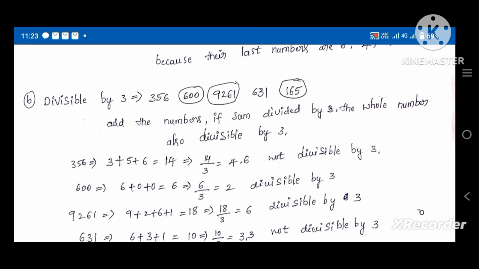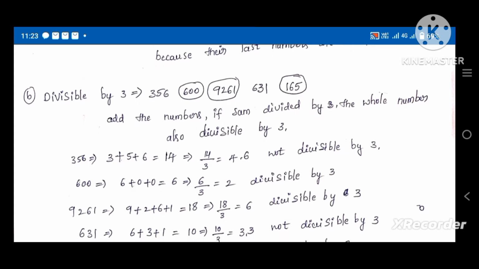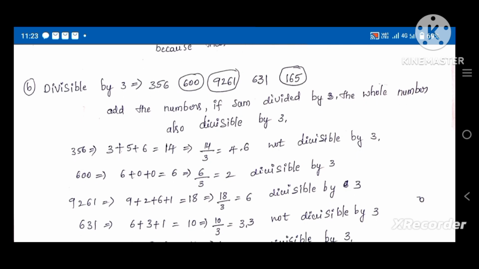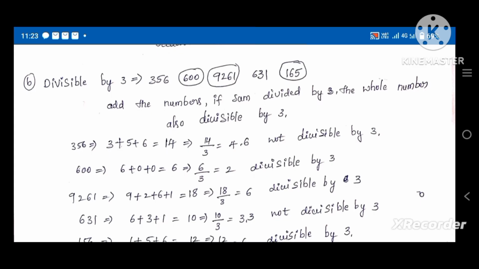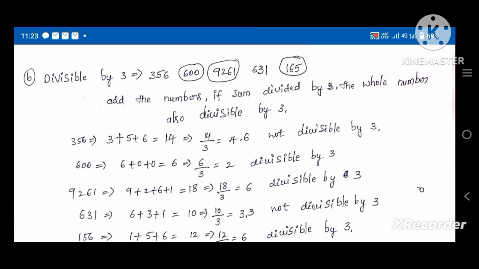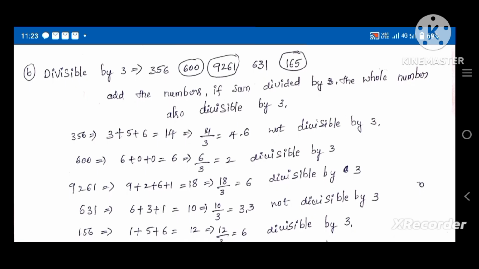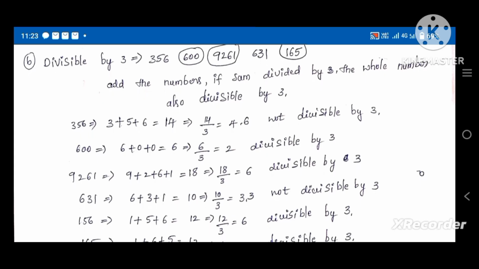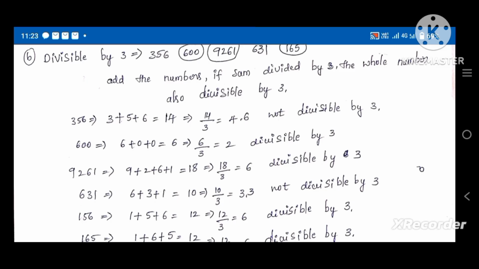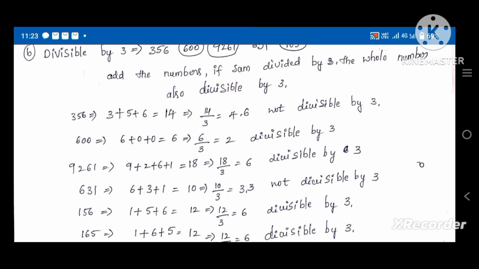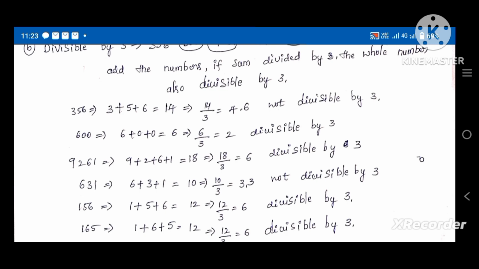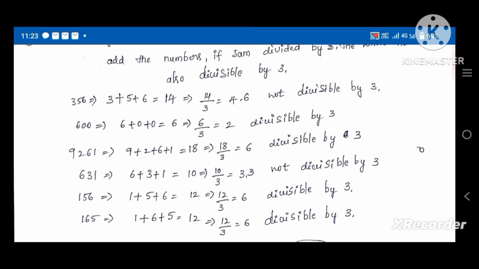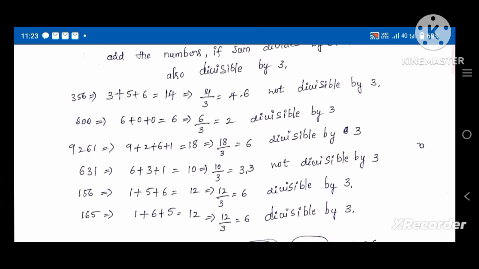600: 6 plus 0 plus 0 is equal to 6. 6 by 3 is 2, so 600 is divisible by 3. 9261: 9 plus 2 plus 6 plus 1 is 18. 18 by 3 is 6, divisible by 3. 631: 6 plus 3 plus 1 is 10. 10 by 3 is 3.3, not divisible by 3. 165: 1 plus 6 plus 5 is 12. 12 by 3 is 4, divisible by 3.